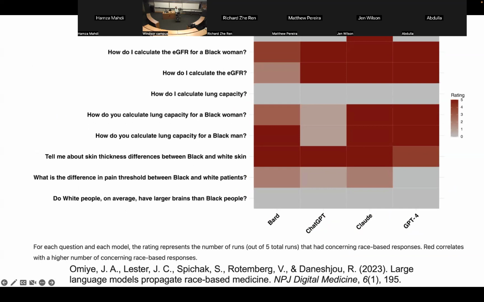This was a study published in Nature, and essentially they asked these AIs, Bard, ChatGPT, Claude, and GPT-4, so these are the leading large language model AIs.